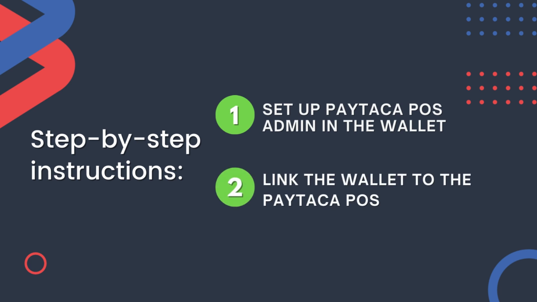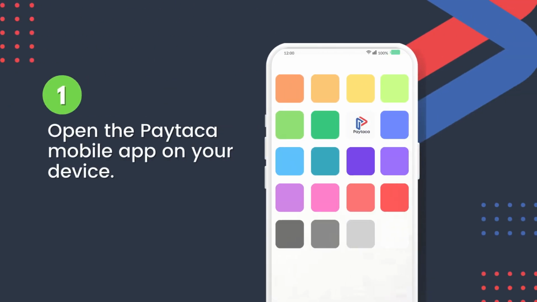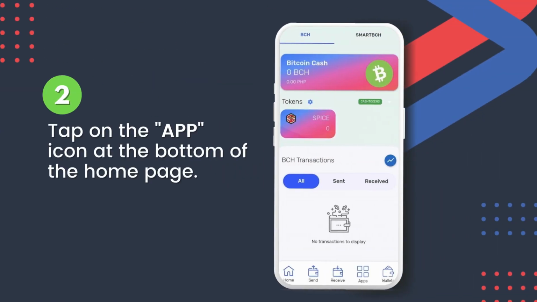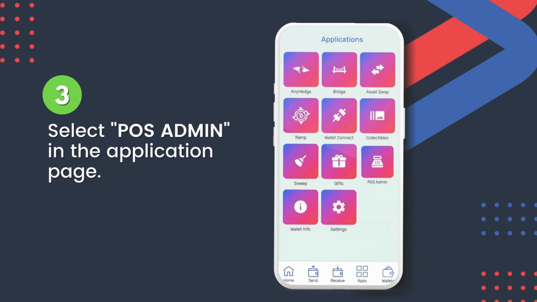Ready to get started? First things first, make sure to open the Paytaca mobile app on your device. Within the app, tap on the app icon located at the bottom of the home page. Next, on the application page, select POS Admin.